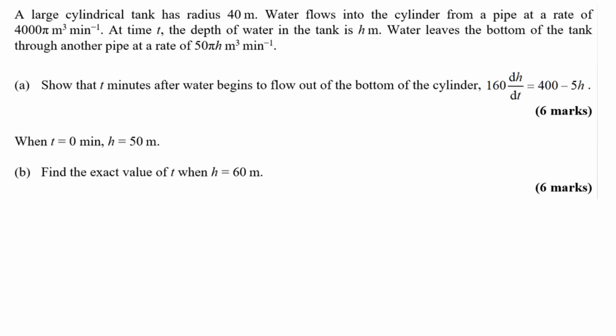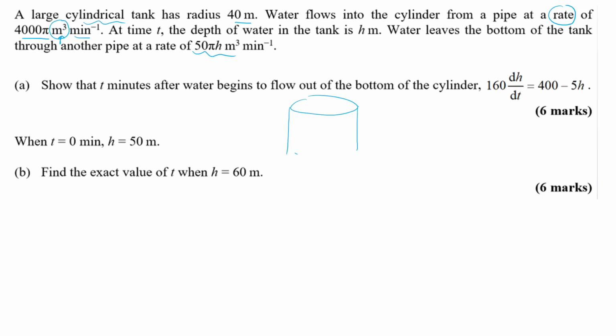This next question is rates of change. We've got a large cylindrical tank, radius 40, water's flowing in at a rate of 4,000 pi. Look at the units. It's meters cubed per minute, so that is a clue that it's the volume that is changing. As soon as you see the word rate, you're thinking something is changing with respect to time. Now water's going in at that rate, but it's coming out at 50 pi h. h is the depth of the water in the tank.